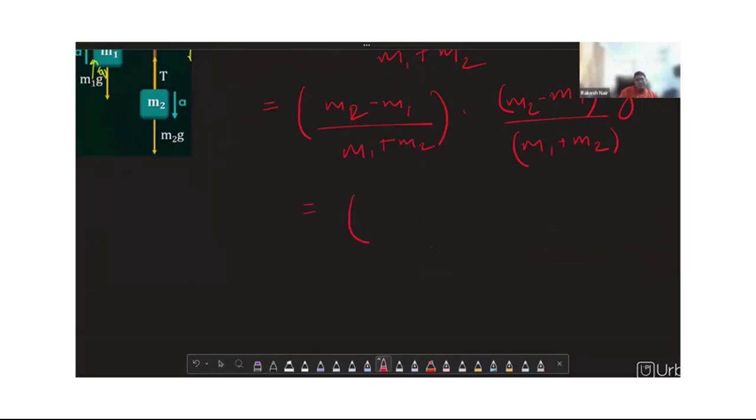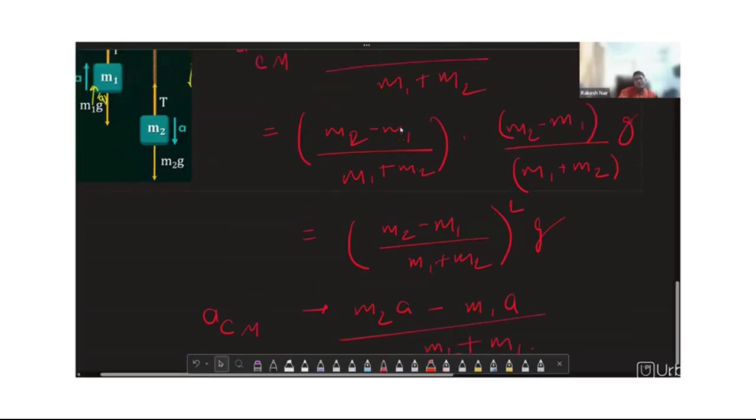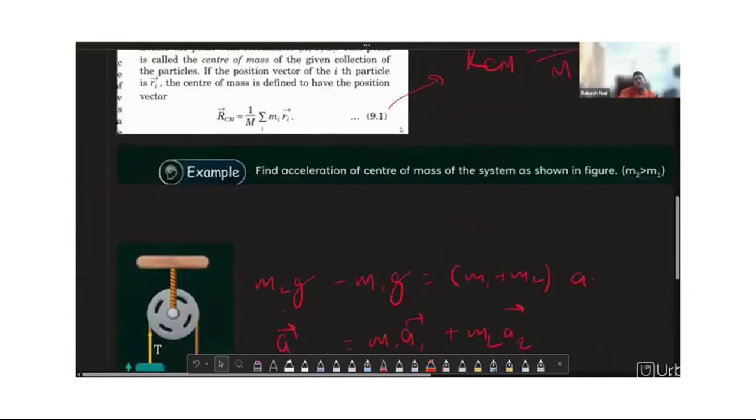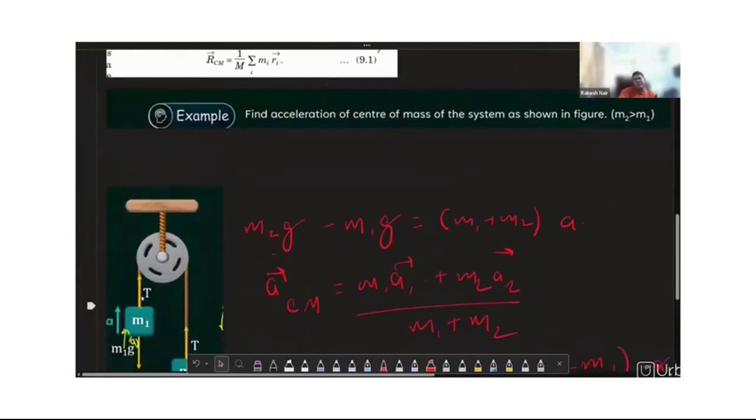We can square the brackets and write it as ((M2 minus M1) upon (M1 plus M2)) squared times g. Your acceleration becomes ((M2 minus M1) upon (M2 plus M1)) squared times g, where a is also being written as g. That will be our answer, where M2 was heavier than M1.